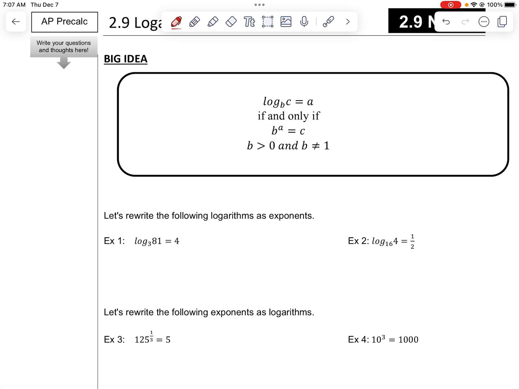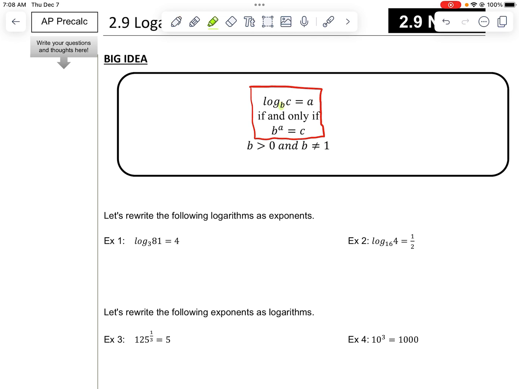Today we're going to take a look at a different way of writing exponents. And that is called log. So this will be a review of last year. You started to take a look at logs. So log base b of c equals a if and only if b to the a equals c.